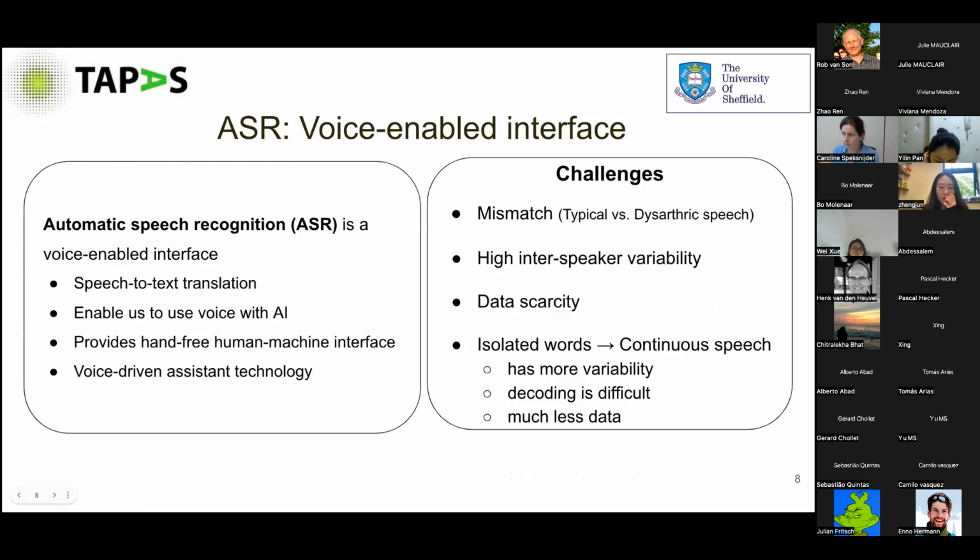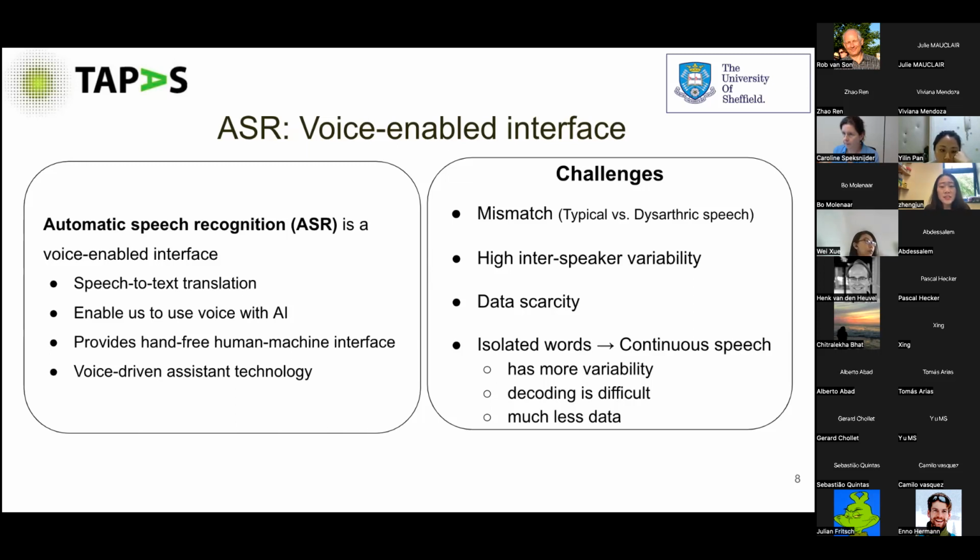One of the solutions is to use voice-driven assistant technology. Automatic speech recognition technology underlies today's voice-enabled interfaces by converting spoken utterances into text transcriptions. This enables us to use our voice with AI technologies, such as remote controls, whether in our homes, cars, offices, or elsewhere.